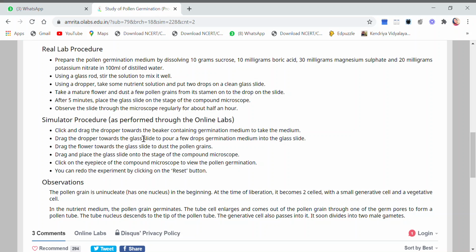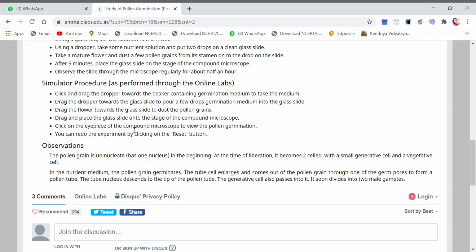Click and drag the dropper towards the beaker containing germination medium to take the medium. Drag the dropper towards the glass slide to pour a few drops of germination medium on the glass slide. Okay, drag the flower towards the glass slide to dust the pollen grains. Then drag the slide to place it. These are the procedures. Same thing, but they have written it here through an online lab. They have used it. Now, what are the observations after half an hour?